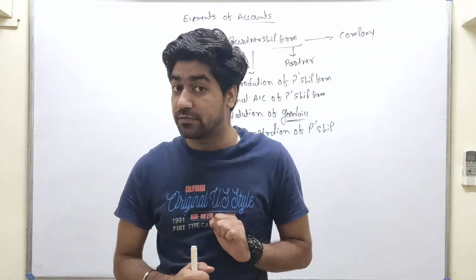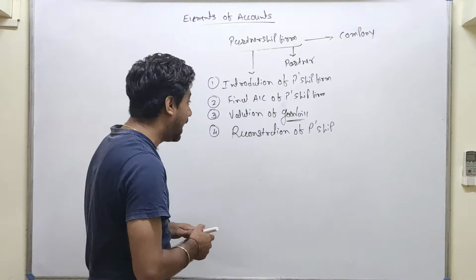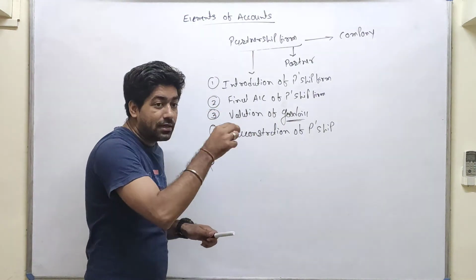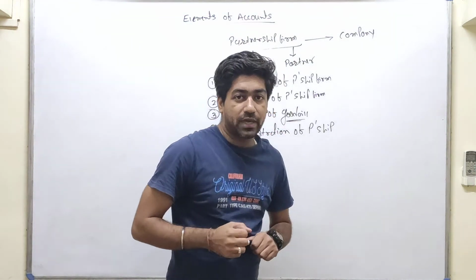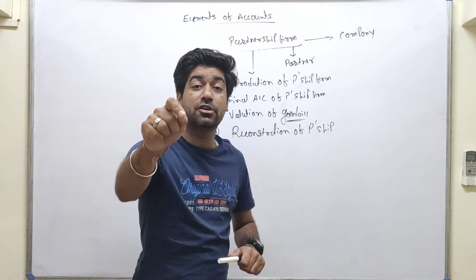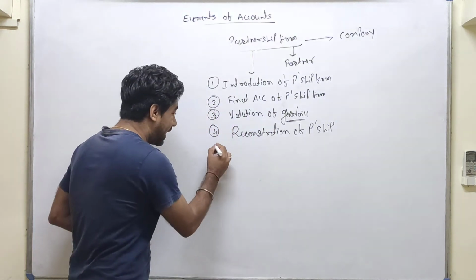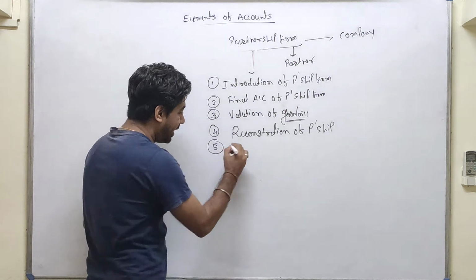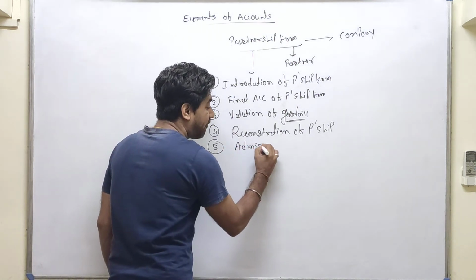Basically, reconstruction covers two or three topics, like admission, retirement, death of a partner, and dissolution of the firm. On those topics there are particular chapters given in our syllabus. That is the next chapter, chapter number 5, admission of partner.